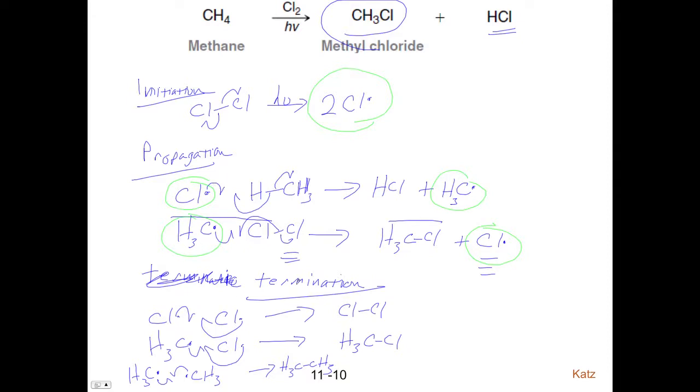Now look at termination. It's initiation in reverse. You just have radical, radical, radical, radical, and no radicals on this side. So initiation has radicals on the right, propagation has radicals on both sides, and termination has radicals only on the left. Make sure you understand what these words mean and how they directly give you hints to what you should do.